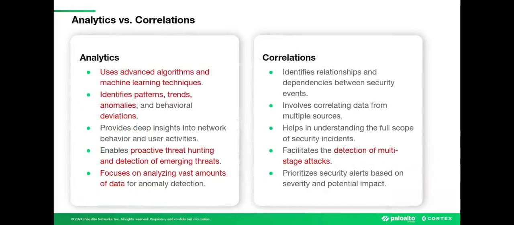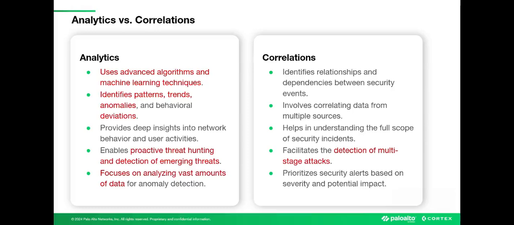So just to compare and contrast, right? The main differences between analytics and correlation rules. Analytics is part of the baseline-based engine, right? It uses advanced algorithms and machine learning techniques to learn from your environment and identify what is normal, the baseline. Once we have the baseline, we can identify patterns, trends, and anomalies, so any behavioral deviations. So it is used for proactive threat hunting and detection of emerging threats, and focuses on analyzing a huge amount of data for anomaly detection.